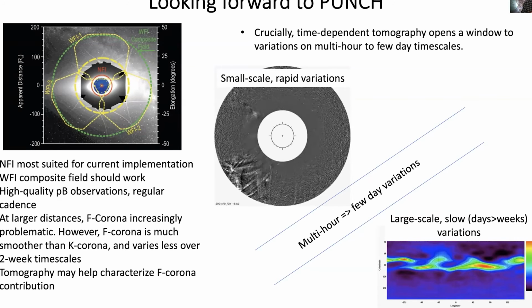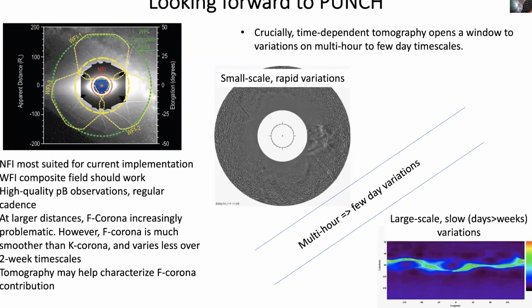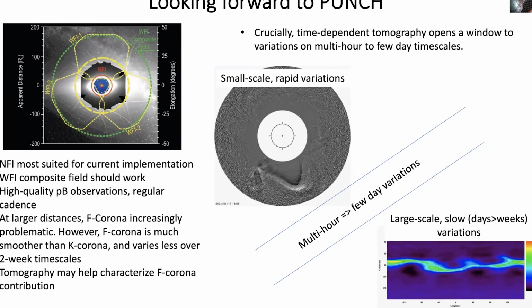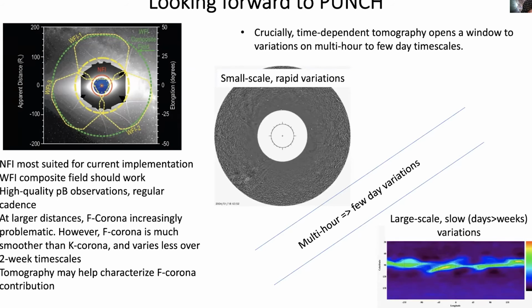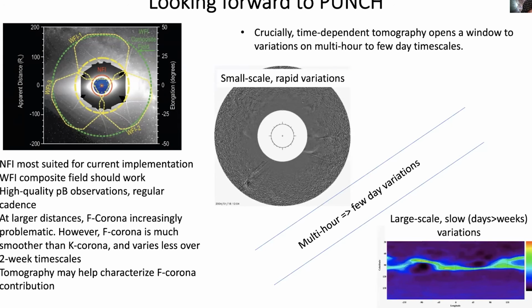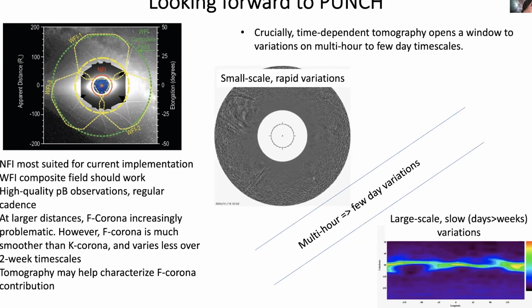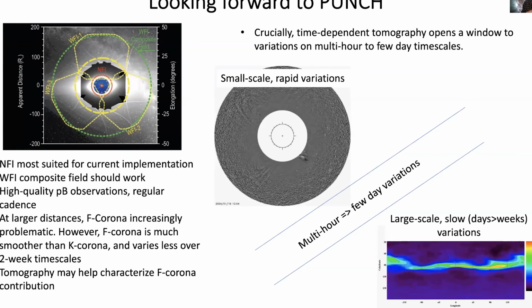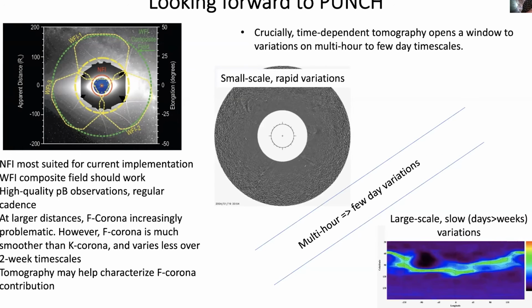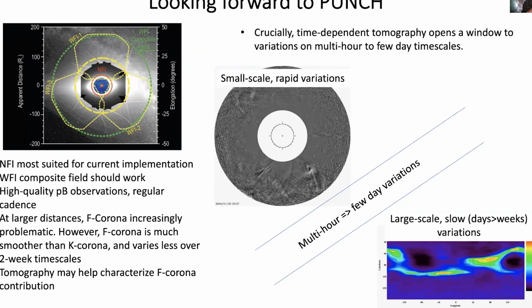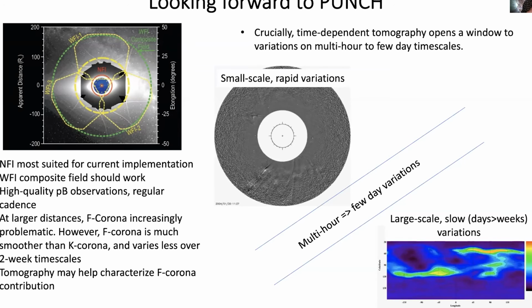At larger distances, I'm most concerned about the F corona. We don't really know what the polarization of the F corona is, but it probably does increase with distance from the sun. The one saving grace here is that the F corona is much smoother spatially than the K corona, and it also varies less in time.